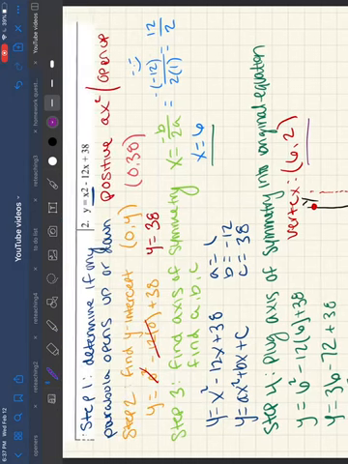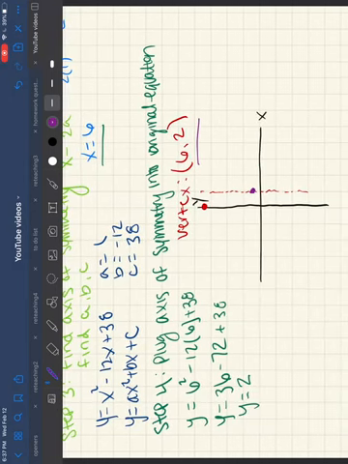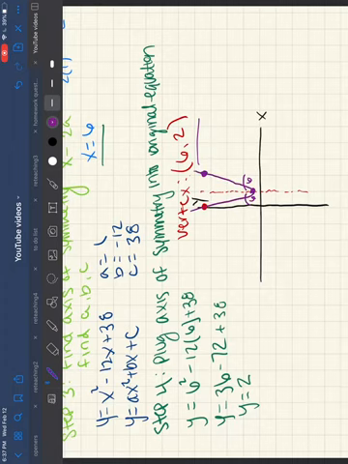Okay, and I see that my parabola is going to open up. So I'm going to then reflect my y-intercept along the axis of symmetry. So this went over 6 spaces. So I need to go over another 6 spaces from my axis of symmetry, and I'm going to plot my reflected point along the graph. So I have a parabola that looks something like this.